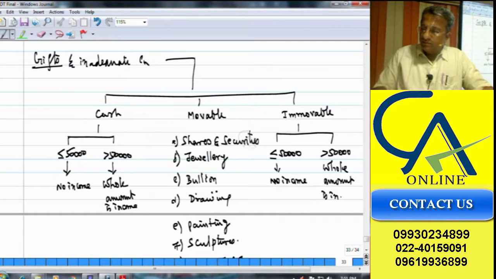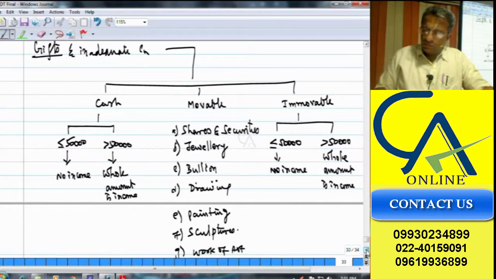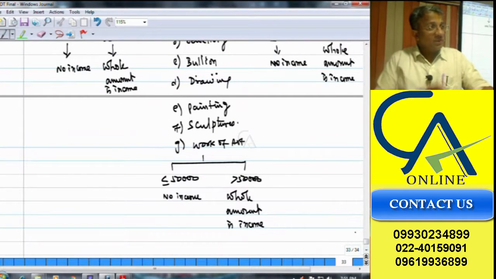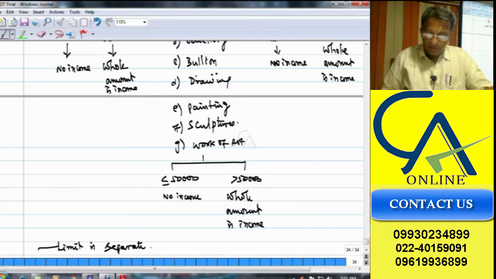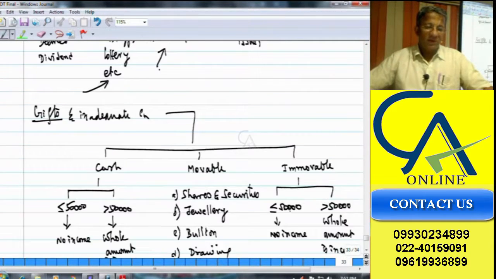is income. Whole amount is income. So 50,000 is separate. So limit is separate. Separate for three different source. Come on. Can you just make note?